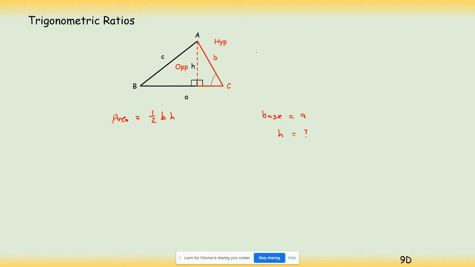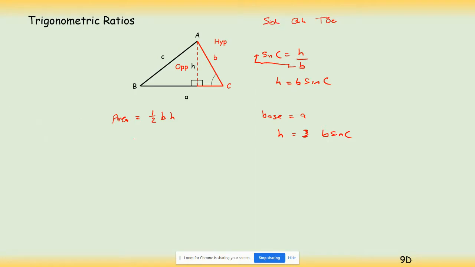So I could say sine of C is equal to the opposite, which is H, divided by the hypotenuse, which is B. Okay, so that's SOHCAHTOA, opposite over hypotenuse. That means that I can rearrange for H. This divide on the right-hand side becomes multiply, which means H is equal to B times sine of C. So H is equal to, scrub that out, I now know what it is, B sine C.